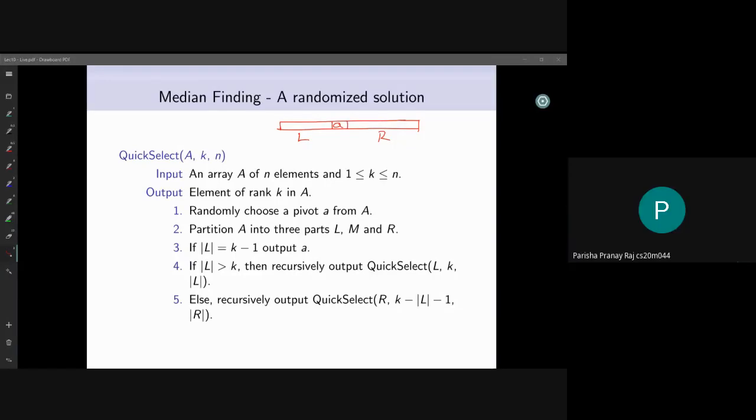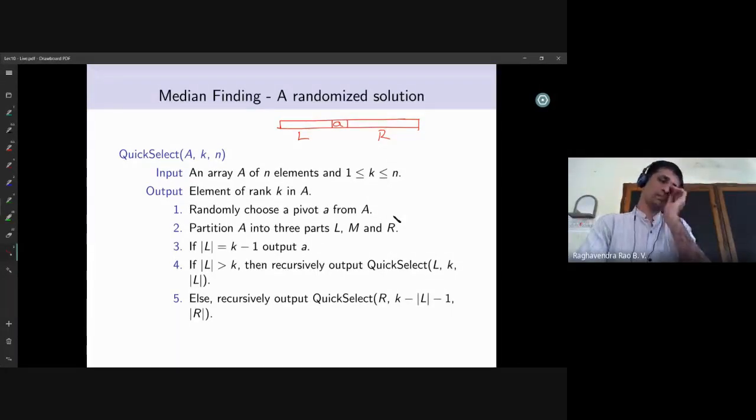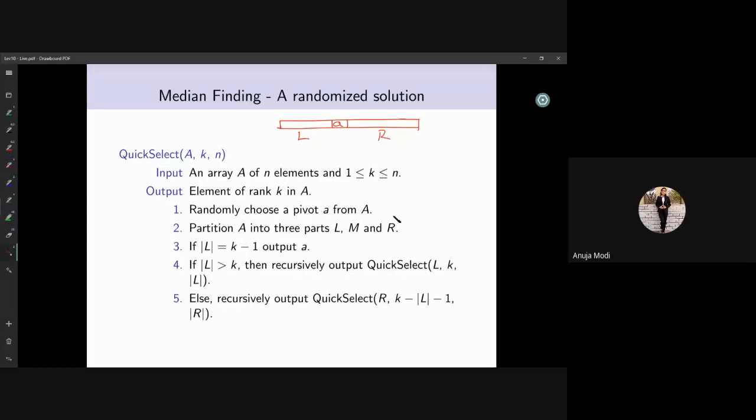Sir, can we simply say this? When we do the fifth step, it is k minus rank of pivot. Yes, that's right. Sir, I think Shivani was saying that in the fifth line, we are passing the argument k minus cardinality of L minus 1. It should be k because we are changing the element. I think her question was that we are changing the k here.